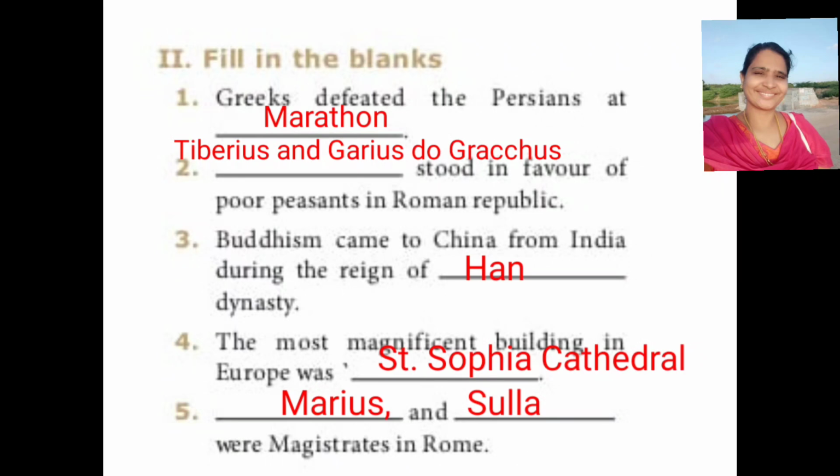Third one, Buddhism came to China from India during the reign of Dash dynasty. So when did it come? During Han dynasty. Fourth one, the most significant building in Europe was Dash. So which is the most significant building? St. Sophia Cathedral. Fifth one, Dash and Dash were magistrates in Rome. So Marius and Sulla were magistrates in Rome.